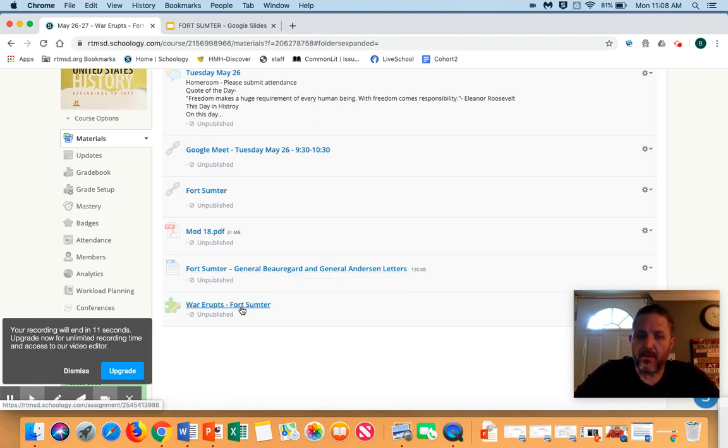And then here is the green puzzle piece that you should complete on Fort Sumter. Submit that to me upon completion. Next couple of days, we'll get into the presidential responses and both countries readying for war.